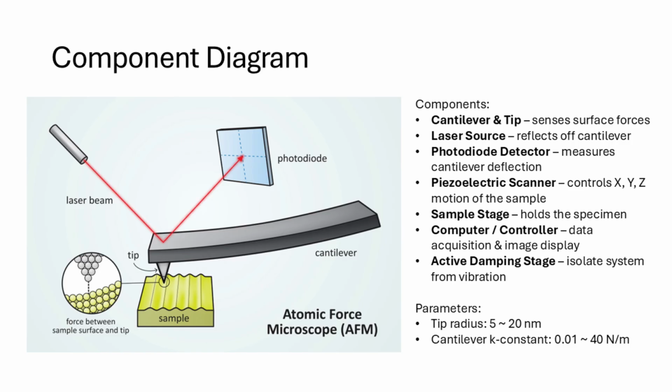And then sample stage is used to hold the specimen, and then computer or controller used for data acquisition and image display, and then active damping stage to isolate the system from vibration, because this AFM is very sensitive to vibration. Here are some parameters. First, the tip radius is 5 to 20 nanometer, and then cantilever K constant 0.01 to 40 Newton per meter.